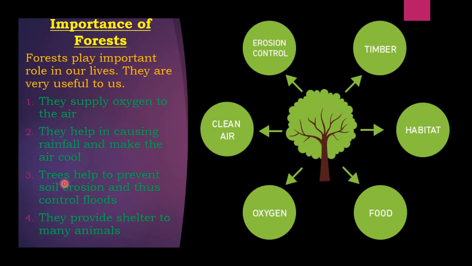The third point says trees help to prevent soil erosion and thus control floods. Of course, it is very much true. When there are trees, the soil will be tightened. The soil will not easily collapse, will not break, will not be loosened. The roots of the tree will catch hold of the mud. But when the trees have been cut, that place will be very weak when there is heavy rainfall, earthquake or flood. So the soil erosion will take place.